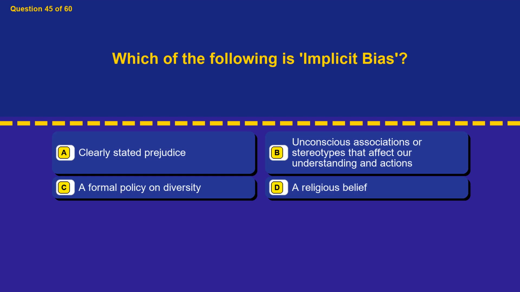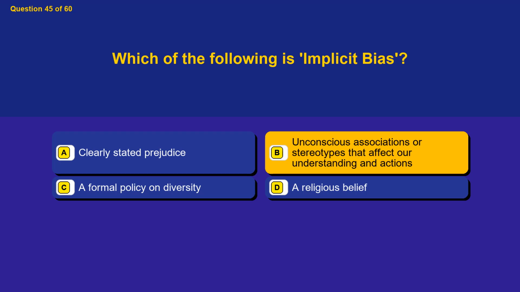Question 45. Which of the following is implicit bias? Option A. Clearly stated prejudice. Option B. Unconscious associations or stereotypes that affect our understanding and actions. Option C. A formal policy on diversity. Option D. A religious belief.